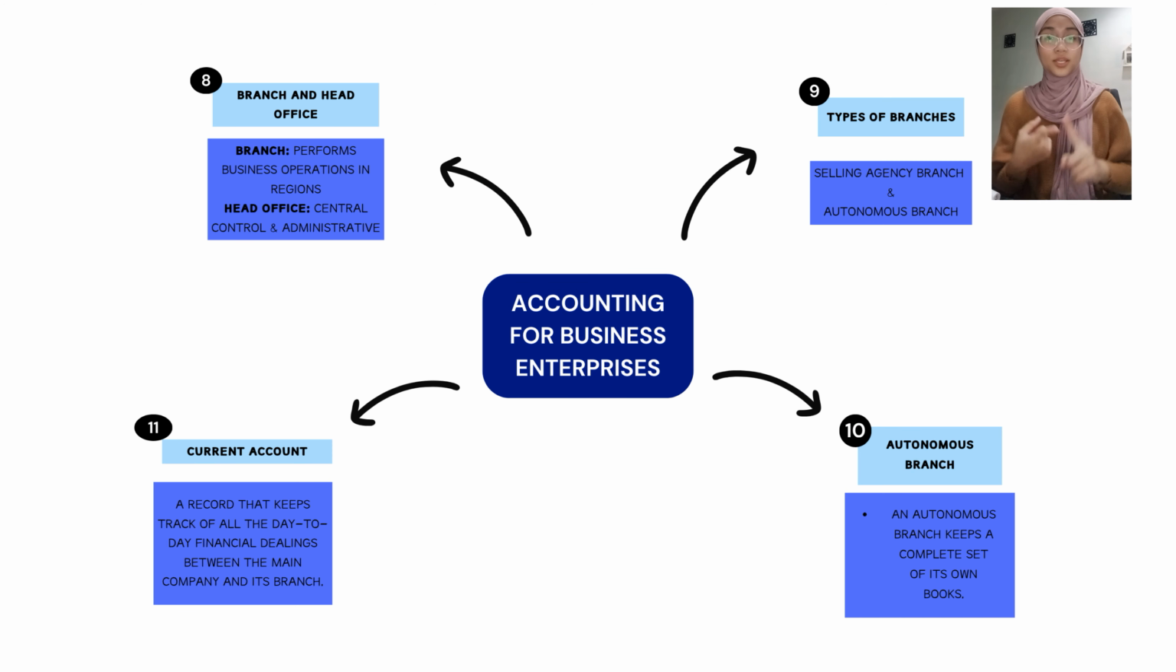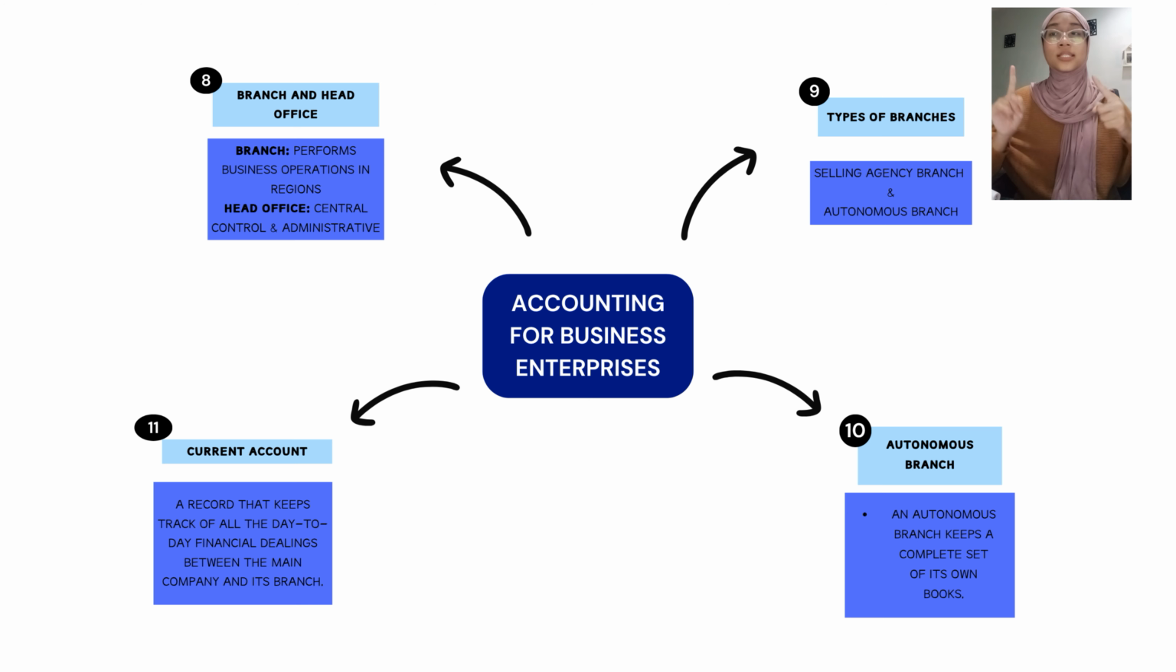For the second subtopic, it is branch and head office. What is a branch and what is a head office? A branch handles operations in a specific region, while the head office is responsible for central control and administration. There are two types of branches, which are the selling agency branch and the autonomous branch. What is a selling agency branch and what is an autonomous branch?